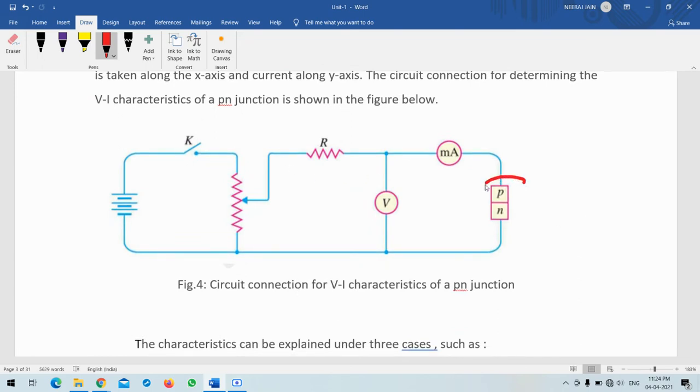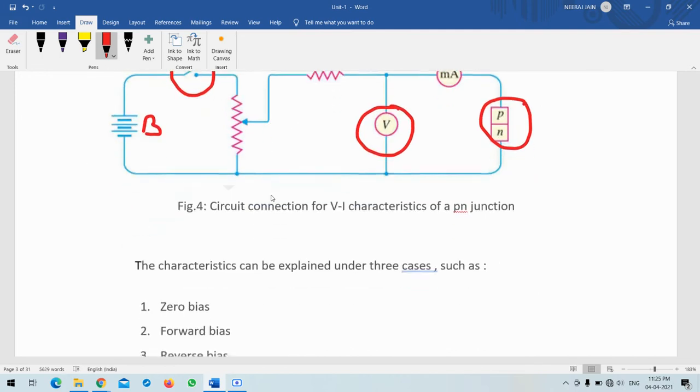It is our PN junction. An ammeter, a milliammeter, is used for the measurement of the current, and it is connected in series. In parallel, a voltmeter is connected to monitor the voltage. For limiting the current there is a resistance here, and this is the battery, and this is the switch, or K.